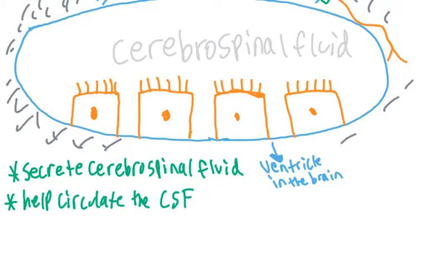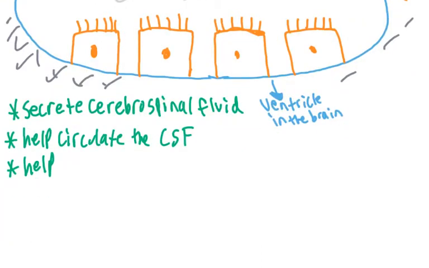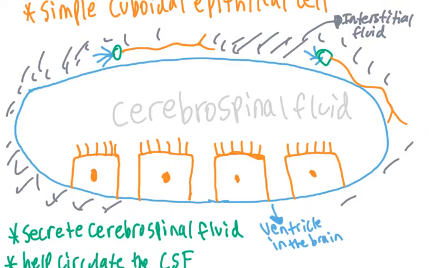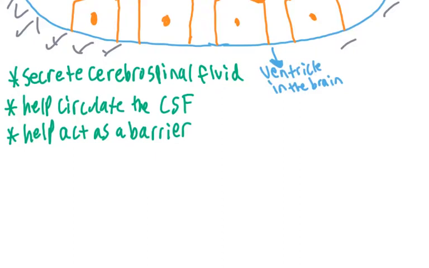cerebrospinal fluid, and we also said that they help, notice I'm saying help, right? They're not the blood-brain barrier. They're not the same as astrocytes, but they help act as a kind of barrier. So let me write this down. They help act as a barrier, somewhat like a barrier between our cerebrospinal fluid and our interstitial fluid.